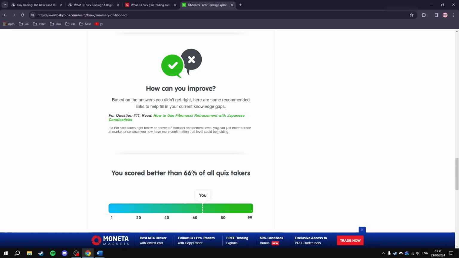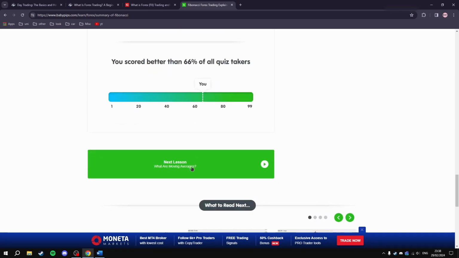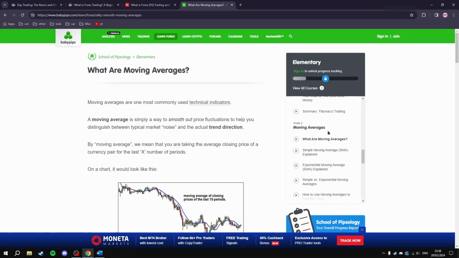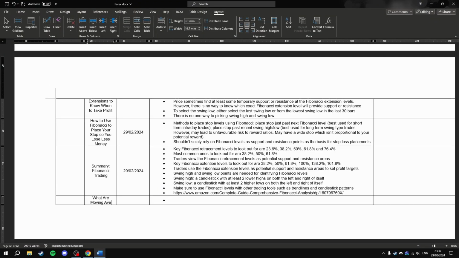Cool. So that should be holding instead of breaking. Alright, we're on moving averages now, so what's our moving averages?